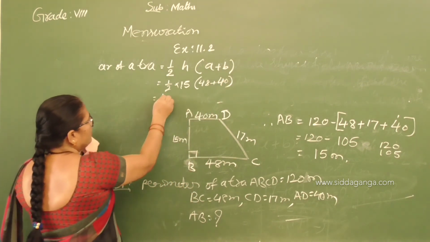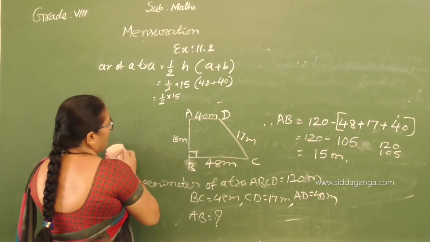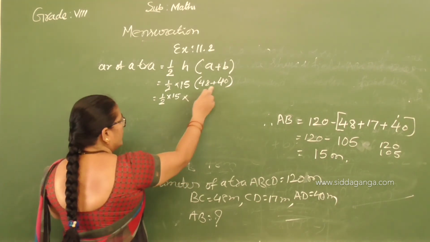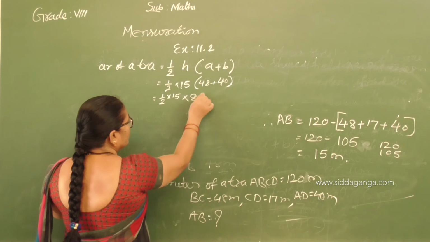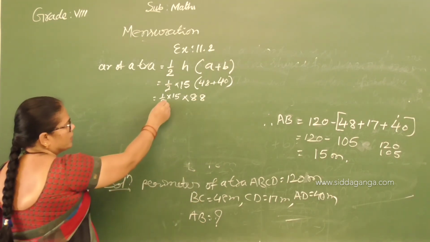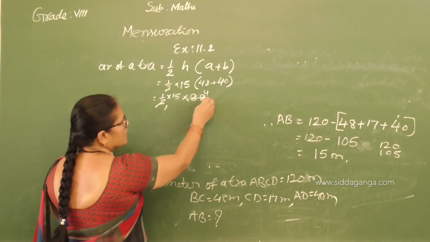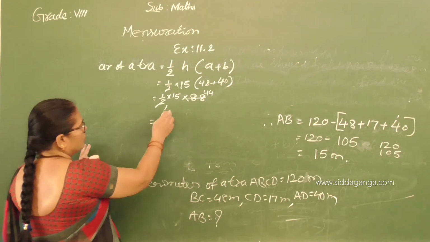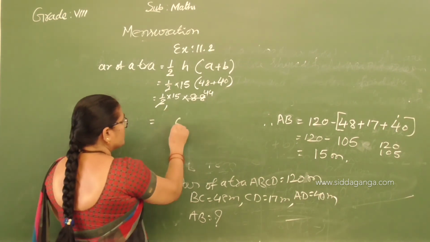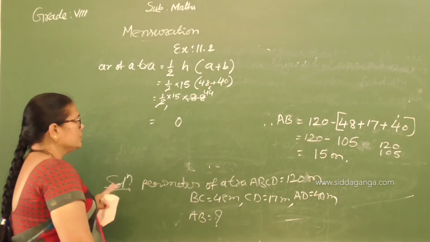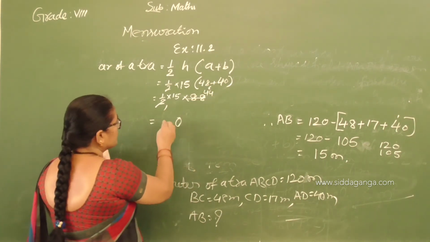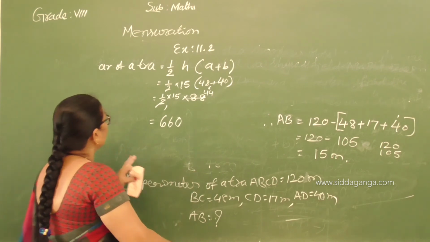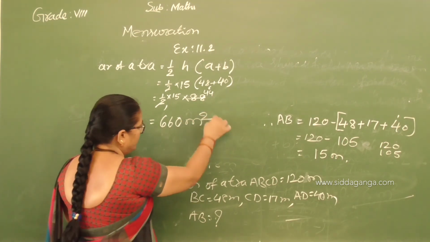That will be equal to 1 by 2 into 15 into 48 plus 40, that will be equal to 88. Cancel it, 2 1s are, 2 4s are, 2 4s are. 15 into 44, that will be equal to 15 4s are 60, 6 carry 0, 15 4s are 60 plus 6, 66. Here unit is meter, so the area becomes square meter.